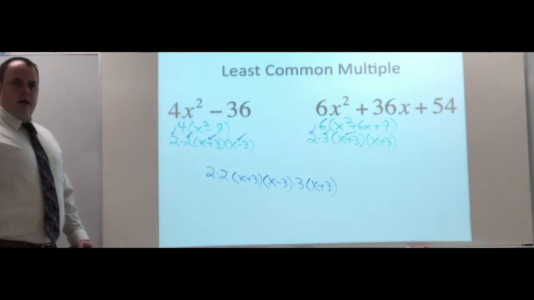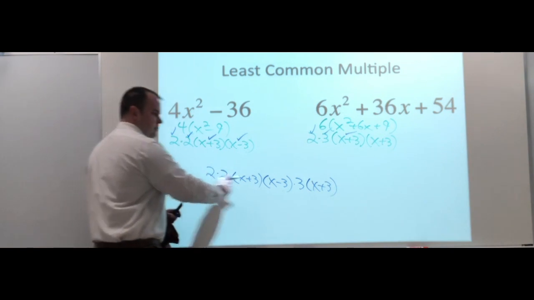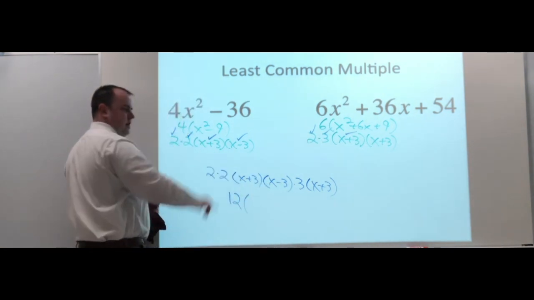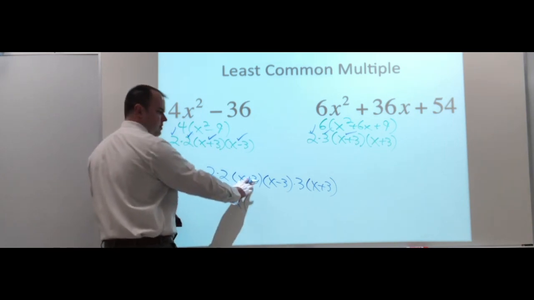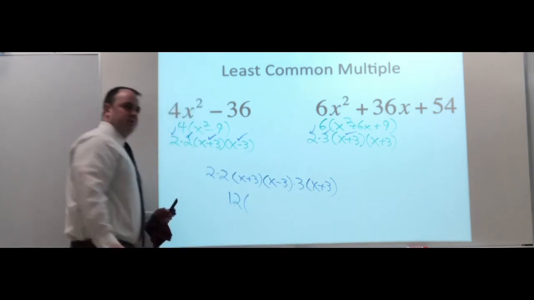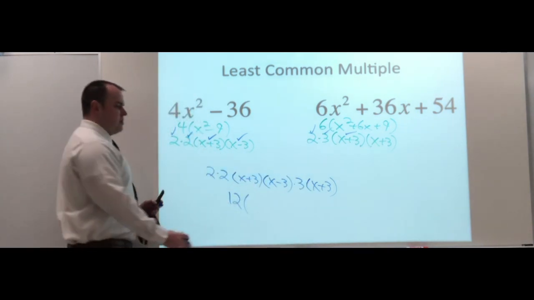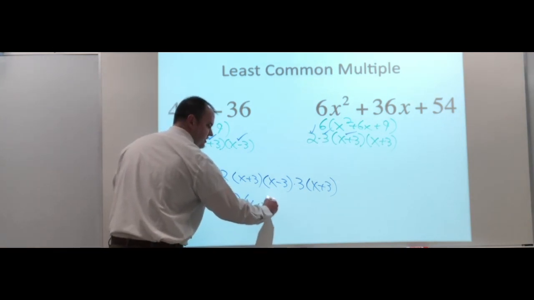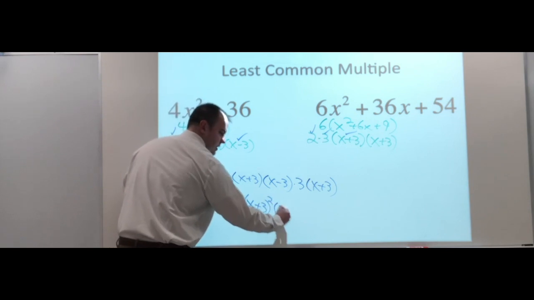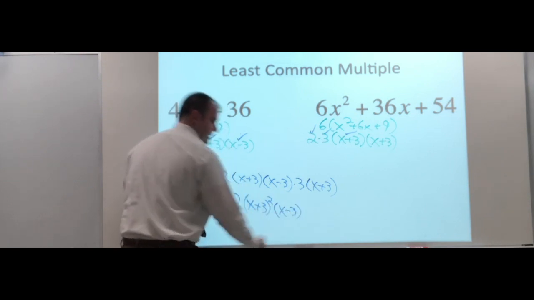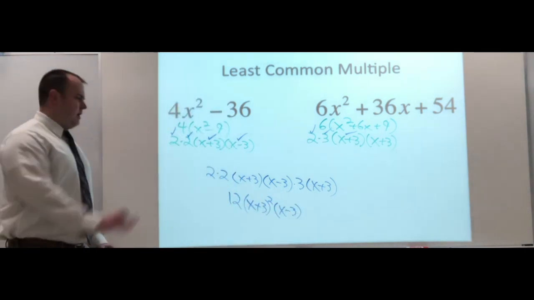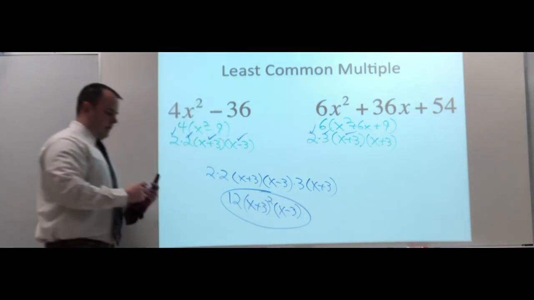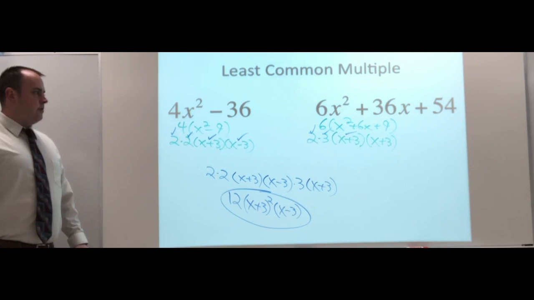Now you just need to clean it up a little bit. You have 2 times 2 times 3. That will give us 12. And then also we have x plus 3 and x plus 3. Since we have 2 of them, I want you to clean that up and have it as x plus 3 squared. And then we have x minus 3. Okay, we don't need to multiply the binomials anymore. I'd like you to leave that as your least common multiple.